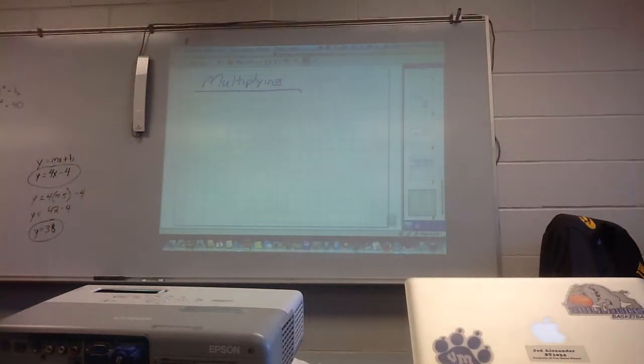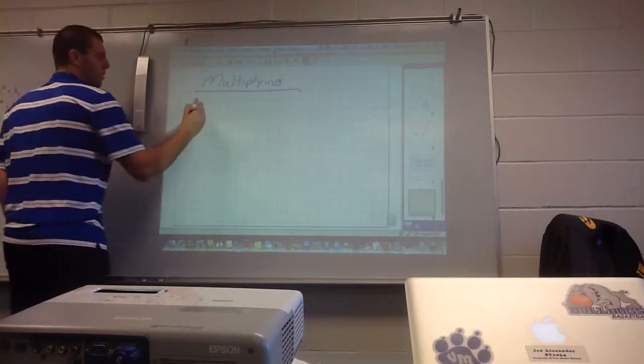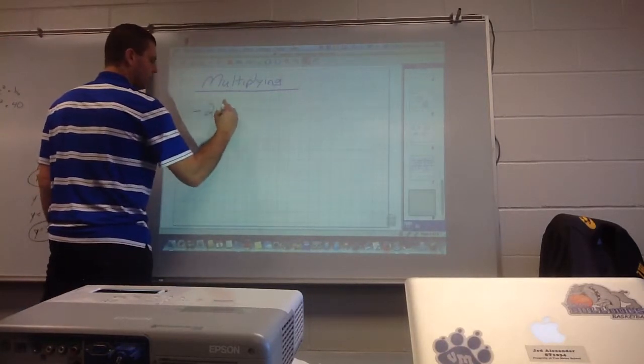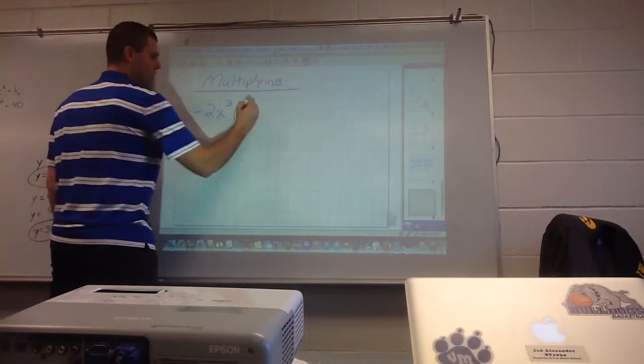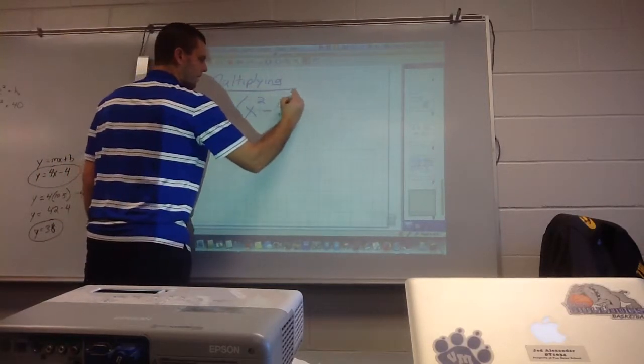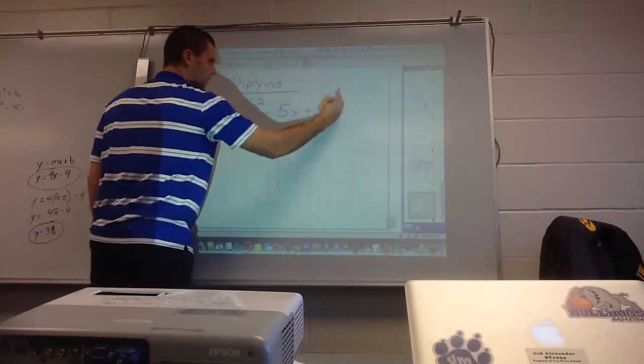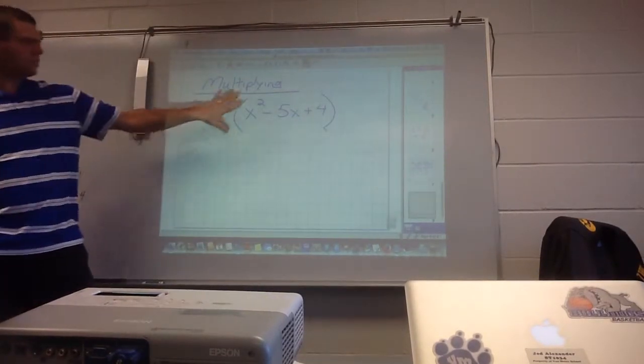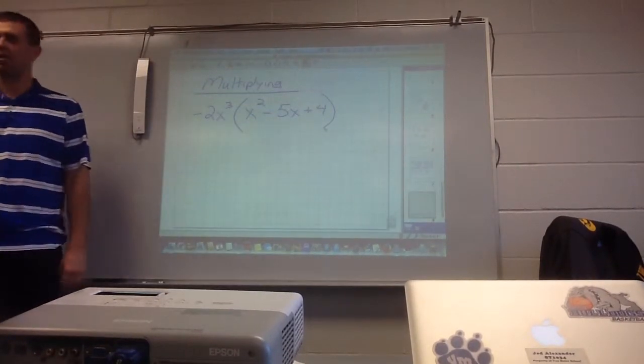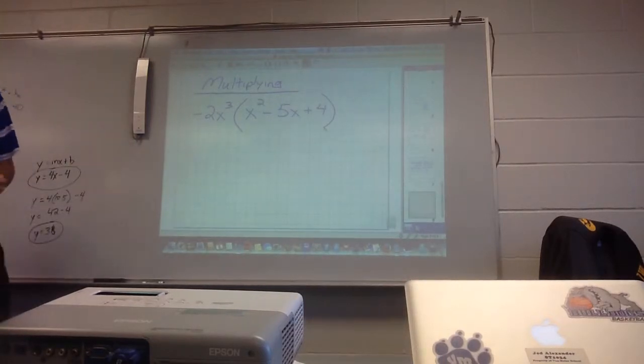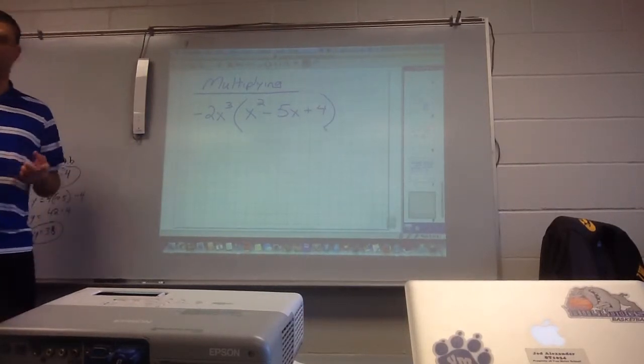Remember, with multiplying, you might end up changing your exponents. You might end up changing your exponents when you multiply. So if I take negative 2x cubed times x squared minus 5x plus 4, now your exponents are probably going to change.